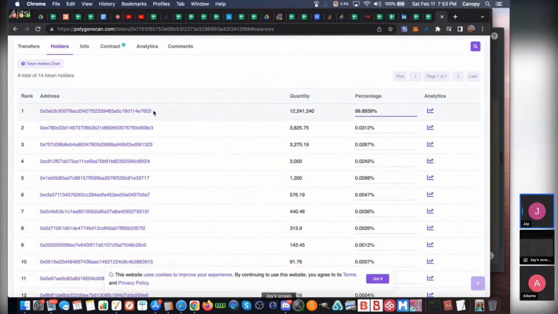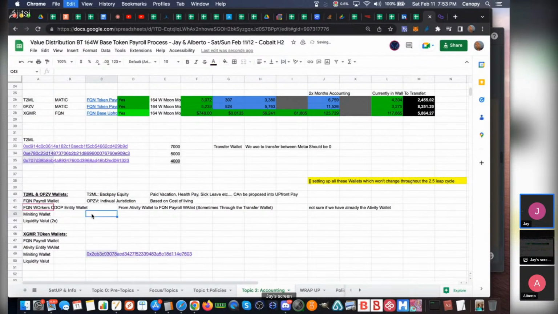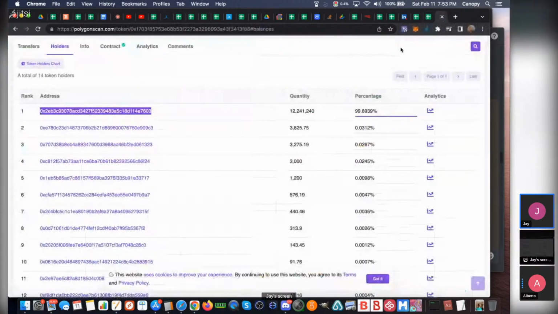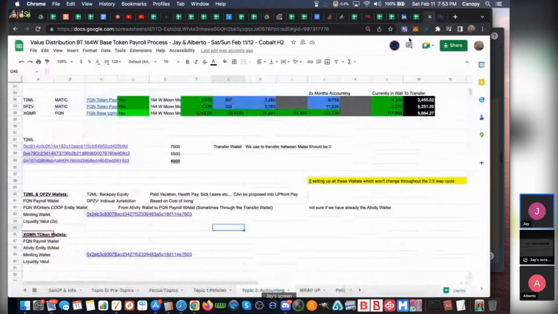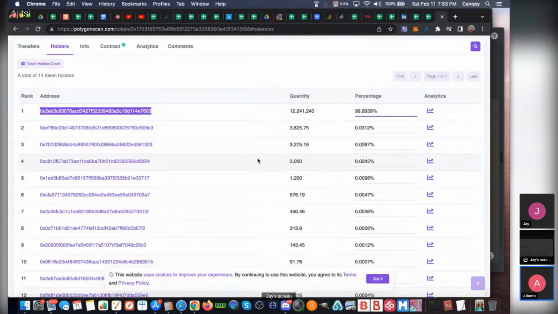All right, so obviously the first one. Okay, so the minting wallet is very simple. We know the minting wallet address is right here. It's huge. It's got tons of value, and I believe it's the same for each. Right? Yeah, it's the same. It's the same for T2ML and OPZV. I don't know about XGMR. I haven't checked. Yeah, I don't know either. It might be different.